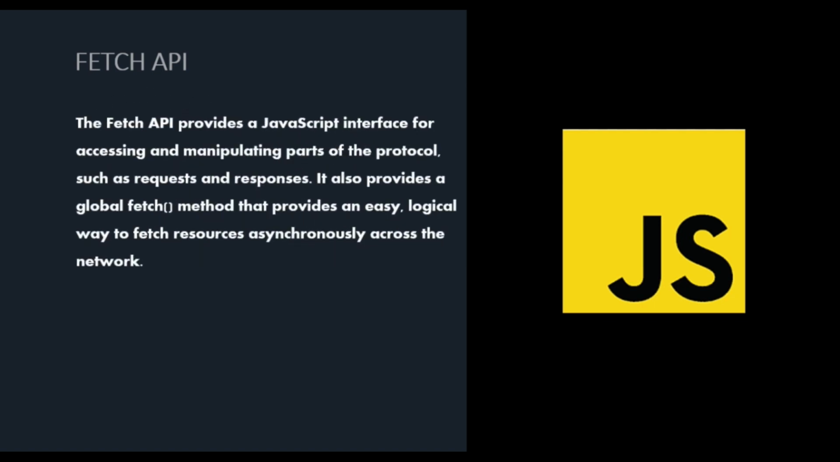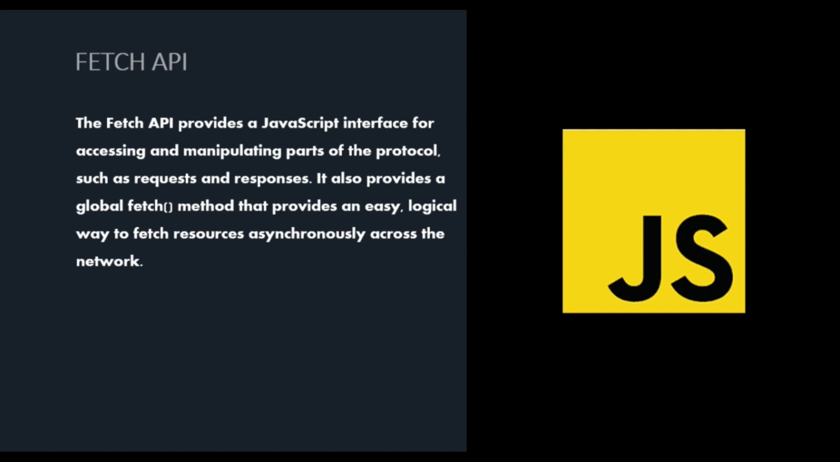So the very first thing that we should know is what is a fetch API in JavaScript. So basically, Fetch API is a modern JavaScript API for making a network request, and it provides a JavaScript interface for accessing and manipulating parts of the protocol, such as request and response. And it also provides a global fetch method that we will use in our project as well, that provides an easy and logical way to fetch resources asynchronously across the network, and it provides a clearer and more flexible interface than the older one that we use, XML HTTP request.